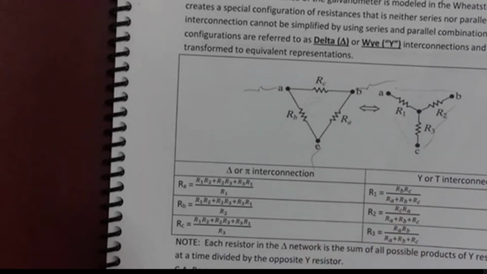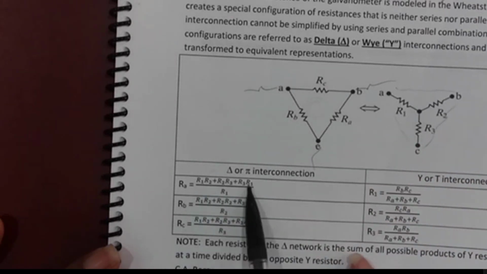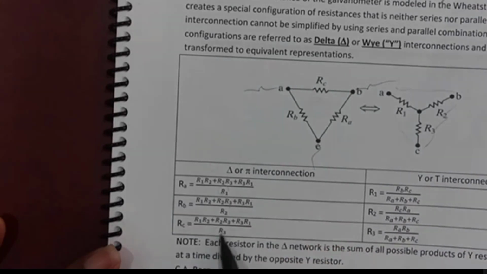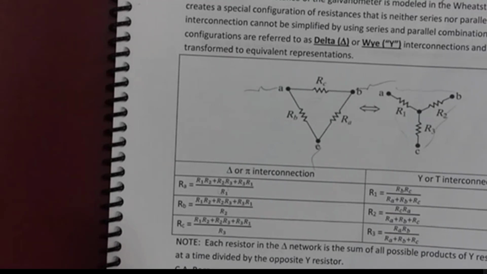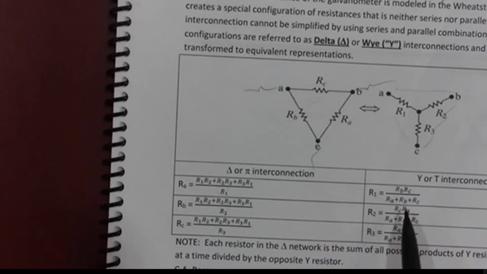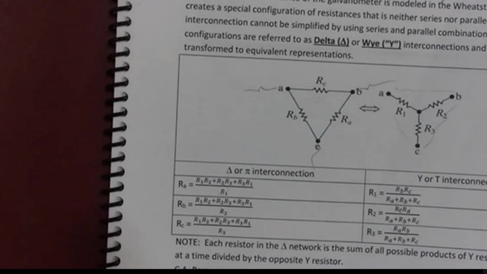One of them, and don't ask me how they figured out these formulas, I will give it to you on the test, so you ain't got to memorize, is if you have a Y and I want the delta, then it's the product of each of the resistors 2 at a time, divided by R1 for RA, divided by R2 for RB, and divided by R3 for RC. Or if you have a delta and you want to convert it to a Y, it's RB times RC over RA plus RB plus RC. The denominator is always the same, but the product of whichever 2 resistors you multiply is different.